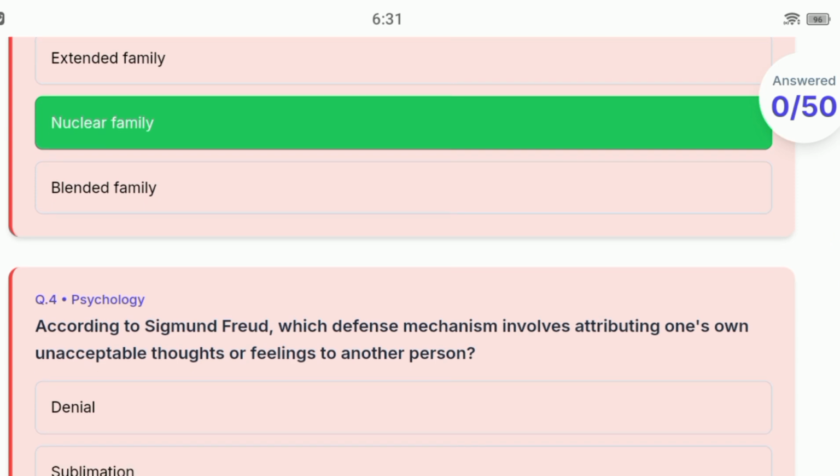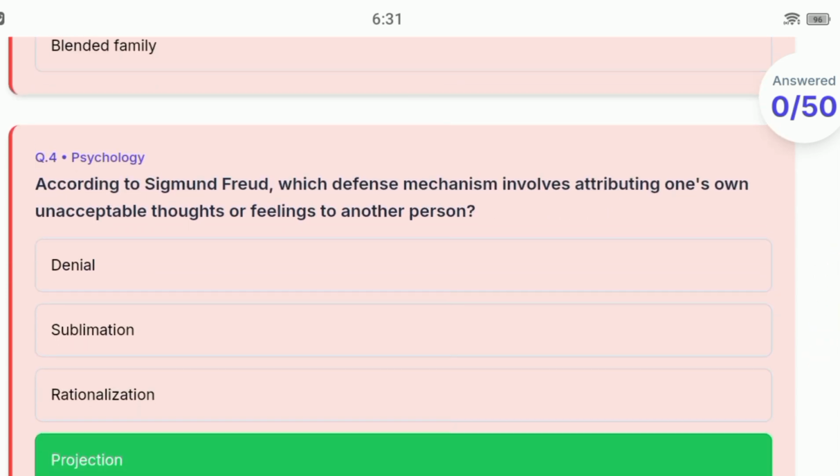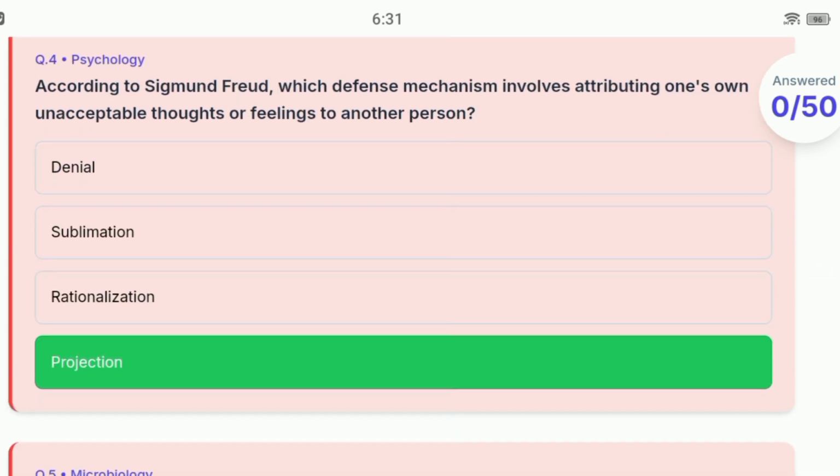Next, number 4, psychology. According to Sigmund Freud, which defense mechanism involves attributing one's own unacceptable thoughts or feelings to another person? Options are A. Denial, B. Sublimation, C. Rationalization, and D. Projection. So the correct answer is D.